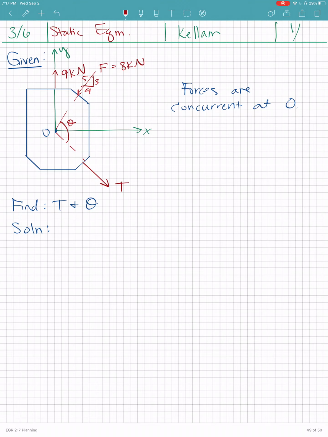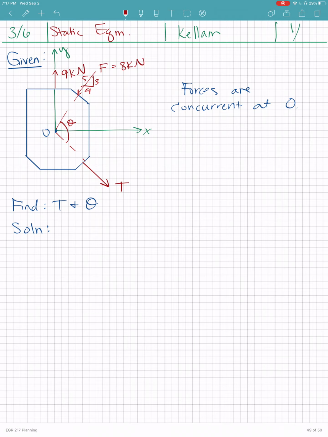So this is problem 3.6, and this is just one of the static equilibrium problems. I've already set it up in the given, find, and solution format. Basically, the problem statement is that the gusset plate is subjected to the forces of three members. Determine the tension force in member C and its angle theta for equilibrium.